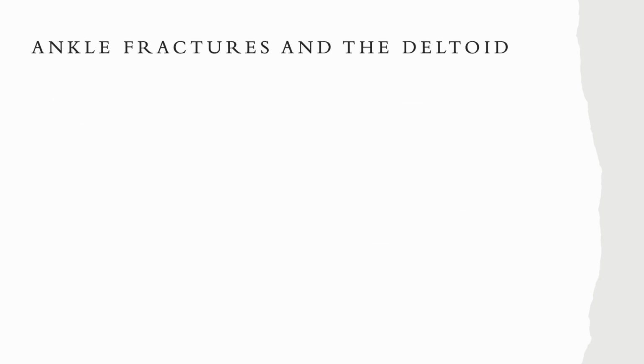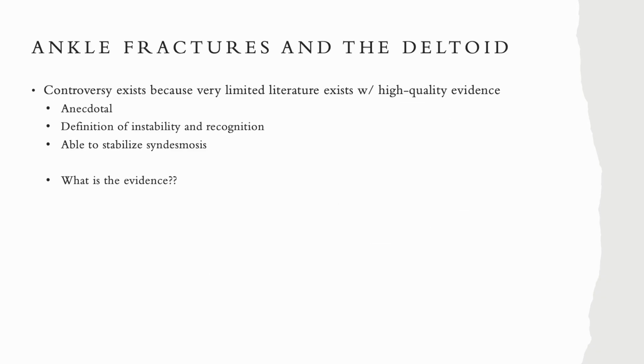Ankle fractures and the deltoid, continued. There's controversy. There's limited literature with high quality evidence, so a lot of it's anecdotal. Hey, I do this. Hey, I do this. The definition of instability and recognition: how do some providers define instability, and then how do they recognize it and fix it? And then everybody fixes the syndesmosis a little bit differently. So what does the evidence tell us?